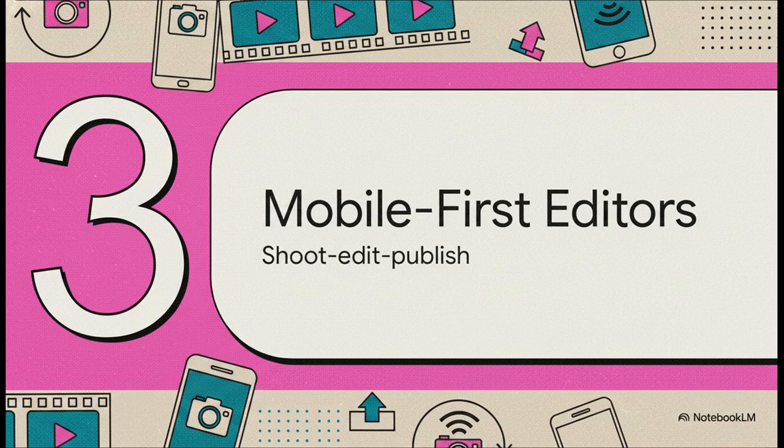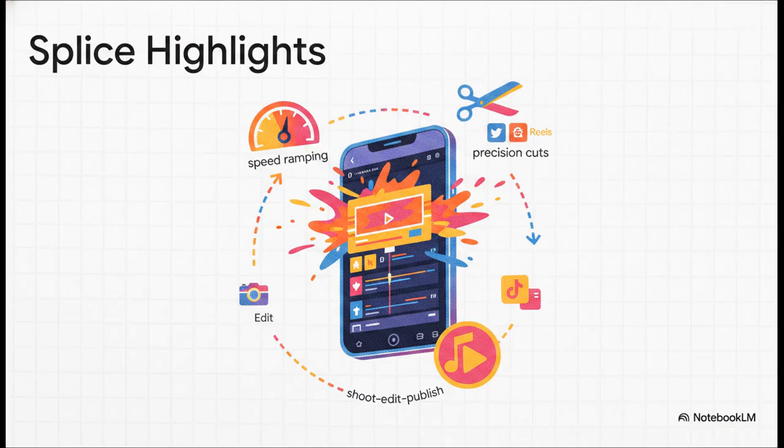That brings us to section 3, top mobile-first editors. If you're looking for a solid daily workspace, Splice offers a really straightforward, almost desktop-level timeline right on your phone for rapid publishing. It gives you precision cuts, speed ramping, and a fantastic royalty-free music catalog without completely overwhelming you with unnecessary features. It's an incredibly solid baseline for that everyday shoot, edit, publish loop.